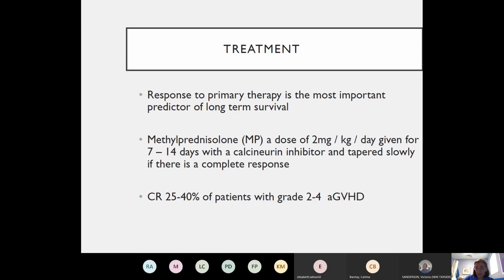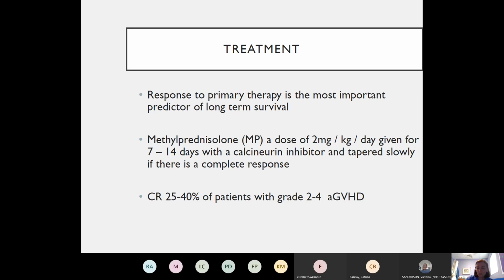Treatment of GVHD is to use methylprednisolone at a dose of 2 mg per kilogram per day for 7 to 14 days with a calcineurin inhibitor, and you taper slowly if there is a complete response. And the clinical remission rate is between 25 to 40% of patients with grade 2 to 4 acute GVHD. But the important thing is, if you're giving somebody 2 mg per kilogram of methylprednisolone, you need to taper it slowly. If you stop it too quickly, you risk an out-primed immune system coming back with an absolute bang when you get rid of that steroid too quickly. And you risk ultimately exposing them to higher doses of steroids for longer.